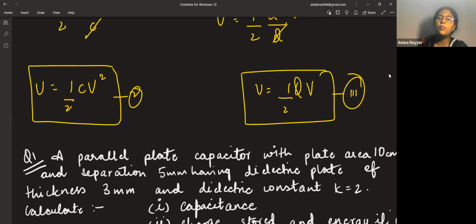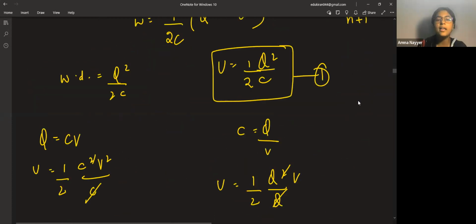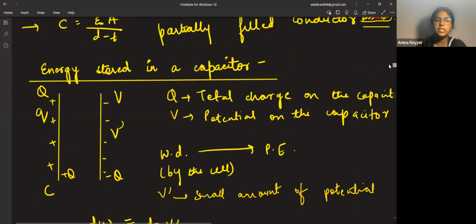So all the three formulas are present. You can derive any of them, and whichever two quantities are given, the next one can be calculated like this. Question also, let's see. Do one thing. First, note down this derivation, then we'll discuss the question. Note it.